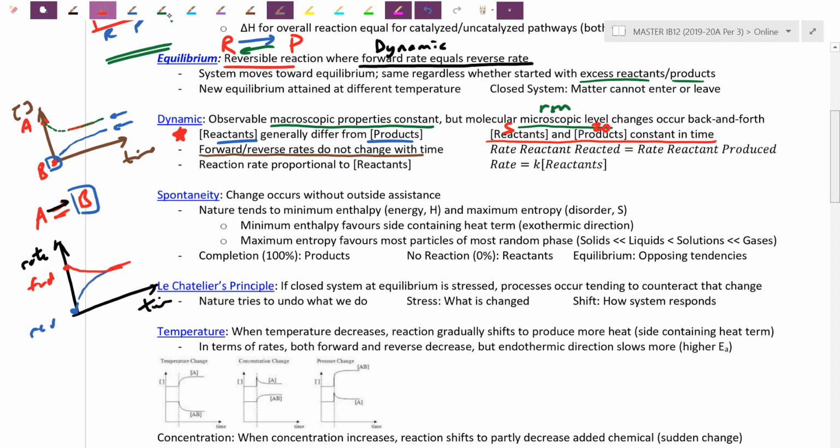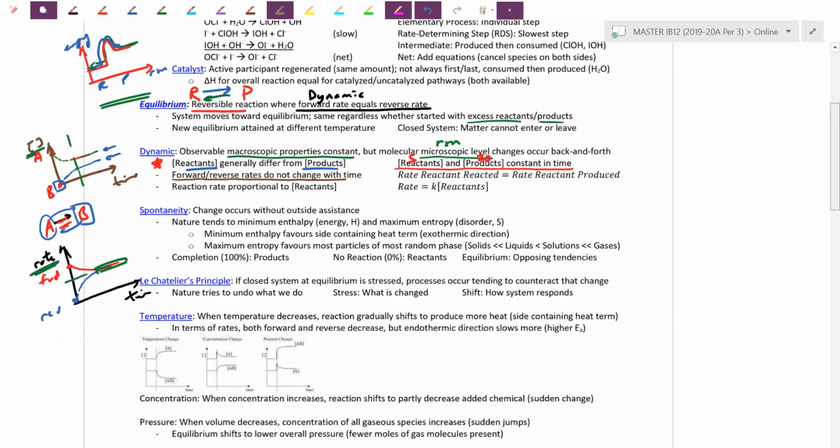So the forward rate does have to equal the reverse rate, but notice what I'm plotting is the actual speed. I'm not plotting the amount. I'm not plotting the concentration. In that situation, your concentrations are going to be constant in time. A is constantly still becoming B, but B is becoming A at exactly the same rate, so therefore there's no overall change.